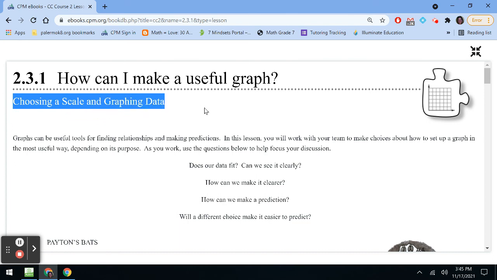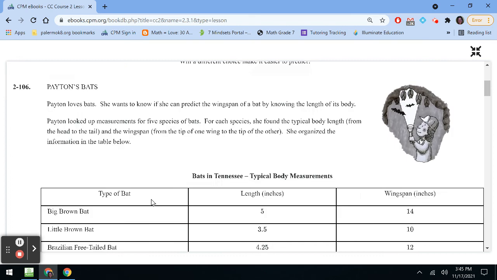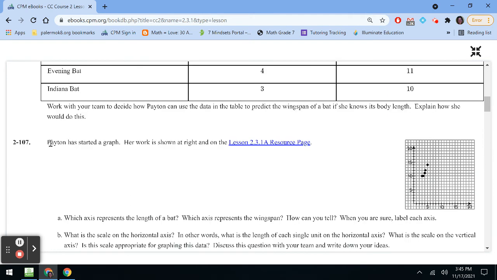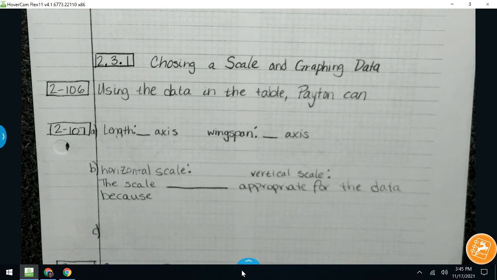So again, if I look at this part right here, coupled with what it says for 107, I really know my answer to 106, which is she can make a graph with that data. And so that's what we're going to do on our lesson right here.